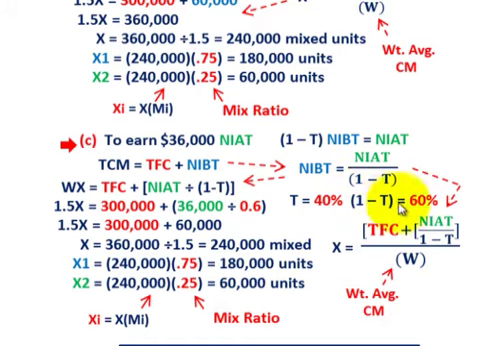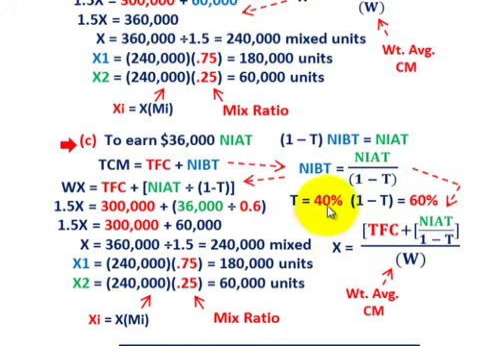1 minus our tax rate is going to be 60%. So if we just solve for the total mixed units here, total X is going to be our total fixed cost plus net income before taxes. We substitute net income after taxes divided by 1 minus the tax rate, and then you just divide it by the weighted average contribution margin per unit, W. So that would be your general solution to determine X.